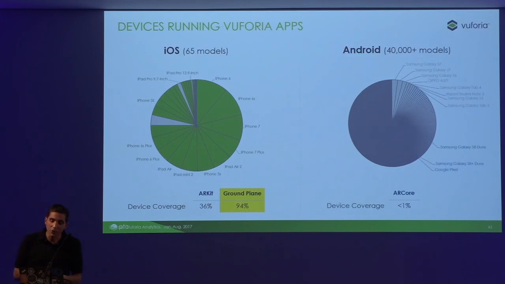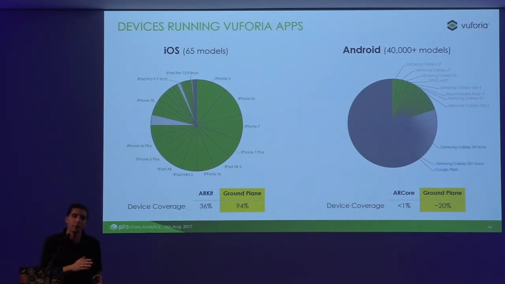And with Android, things are obviously a little bit trickier. Today, it's less than 1% as far as devices, so we have 2 Pixel phones and then Galaxy S8. And with ground plane, we're aiming for 20 to 30% device coverage by release.